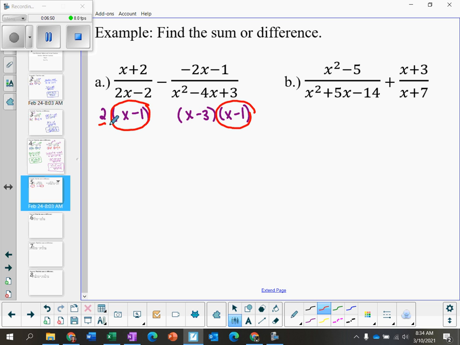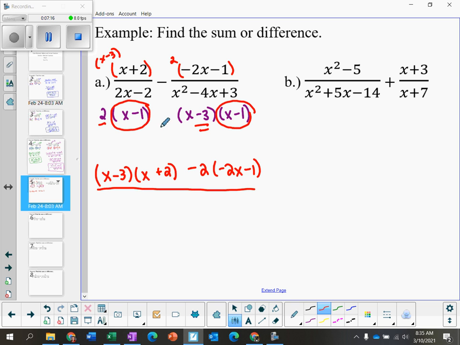Which means the 2 is going to get multiplied on this side, and the x minus 3 is going to get multiplied on this side. So here, we're going to have x minus 3 times x plus 2 minus 2 times negative 2x minus 1. And the entire bottom is going to be the part that was in common, which was x minus 1, times the other two pieces. So times 2 and times x minus 3.